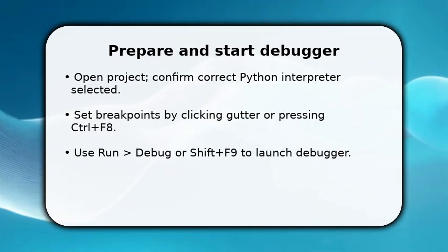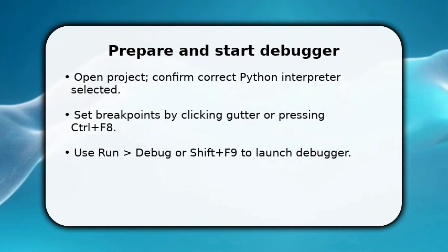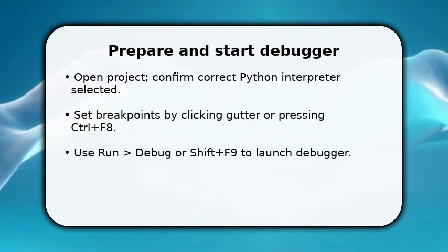Start the debugger with run, then debug or shift plus F9. Pycharm will run until it hits a breakpoint. Make sure to watch the console and debug tool window. They reveal exceptions and stdout. This first phase gets you to a paused state where inspection is possible, so act now and confirm pause.